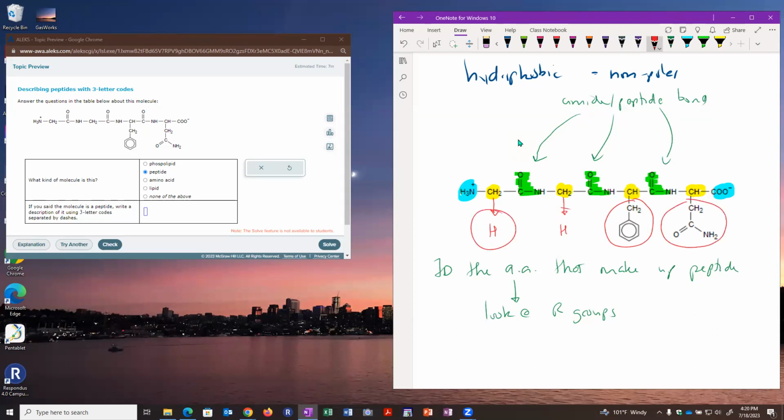So what we need to do, right, is to look up the R groups from the chart, from the amino acid chart, to identify them and specifically to find the 3-letter code that corresponds to these. So if we look these up, what we'll find is that the amino acid with H as an R group, that's glycine, which is GLY. This is also glycine right after it. This here is called phenylalanine, which is PHE. And then the last one here is called asparagine, which is ASN, right? So you'd put those in, three-letter code separated by dashes.